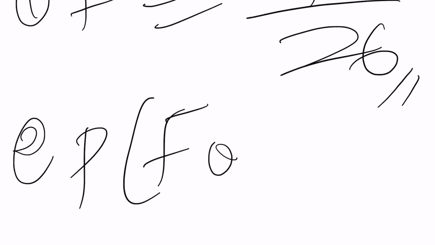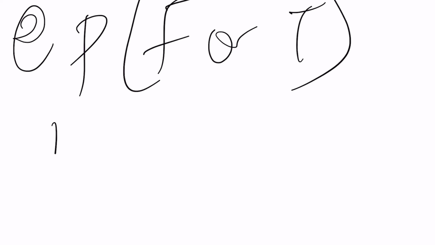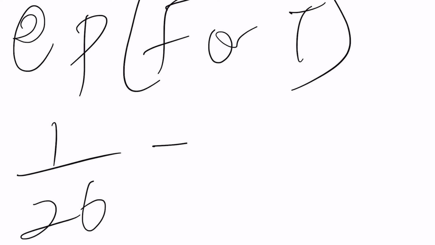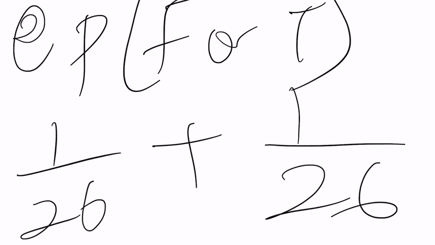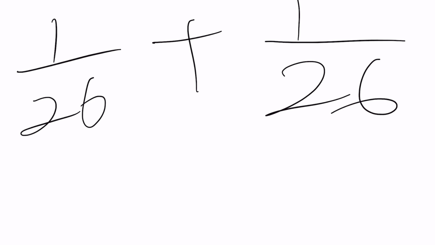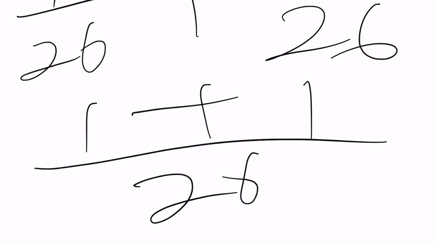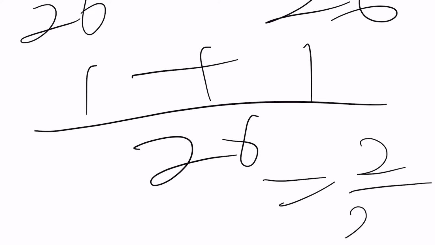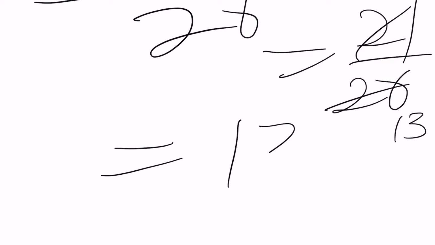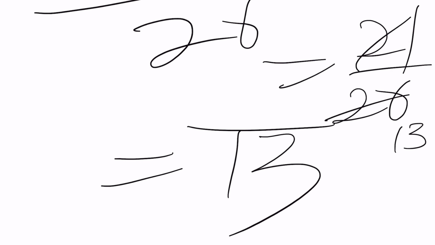Now the probability of picking F or T will now be 1/26 plus 1/26. So we have 26, and 1 plus 1. This will now be 2/26, which simplifies to 1/13. So the probability of picking F or T is 1/13.